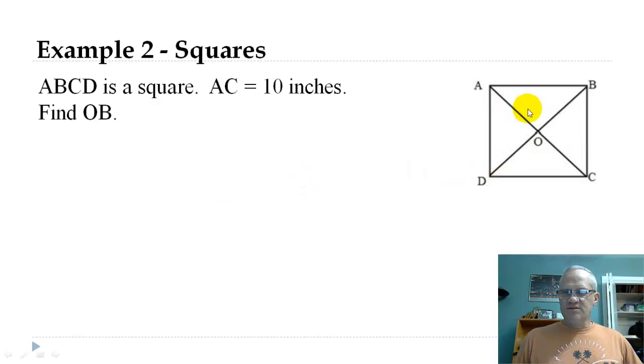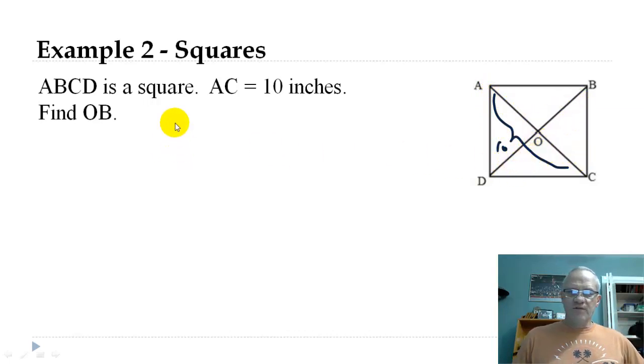All right, let's take a look at a quick example here with squares. Here's ABCD. It's a square. AC, this whole thing from A to C, is 10 inches. So this whole thing here is 10 inches. Find OB. So we want to find this distance right here. Okay, well, remember, just like in rectangles, the 2 diagonals are congruent.